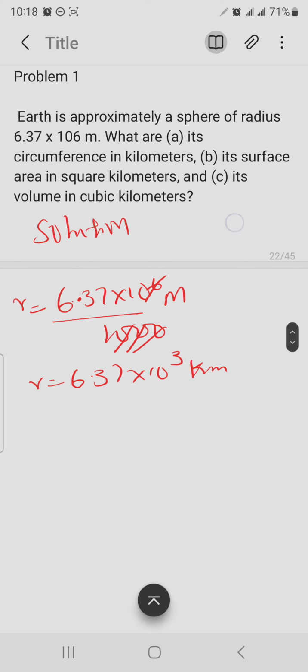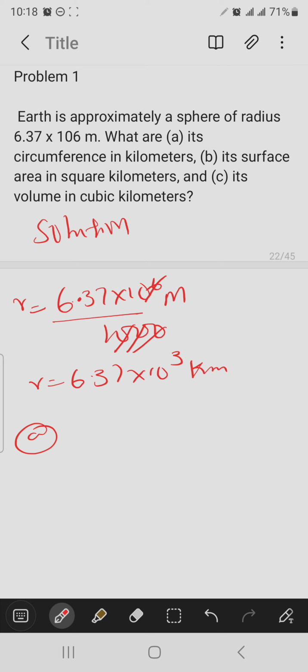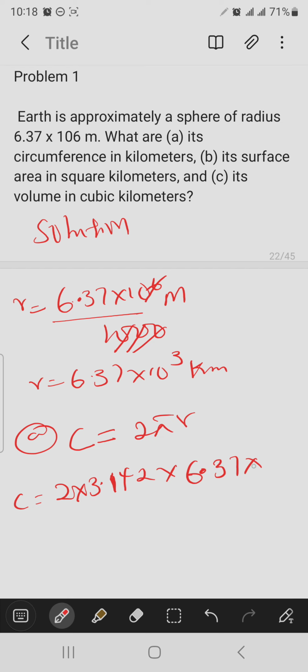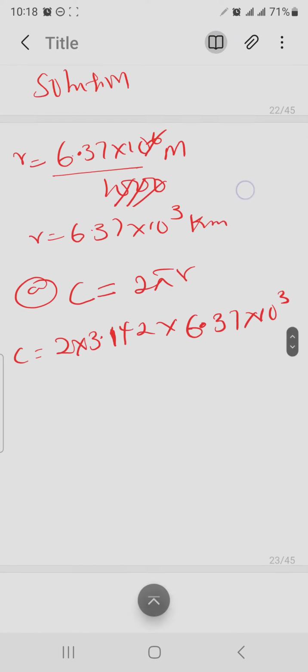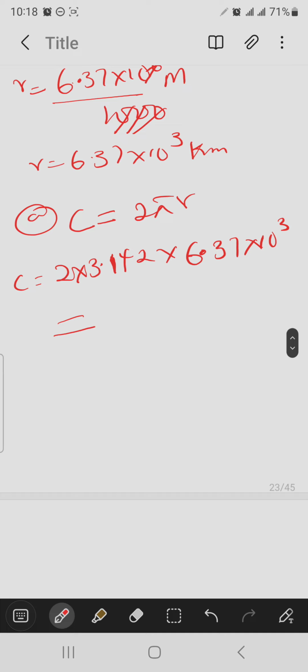Now the first question, which is A, says to calculate the circumference. The circumference of a sphere is going to be what? 2 pi r. That's all. So you now have C equals 2 pi, which is 3.142, multiplied by the radius, which is 6.37 times 10 raised to the power 3. When you multiply all this, your answer is going to be 40,029.08 kilometers.